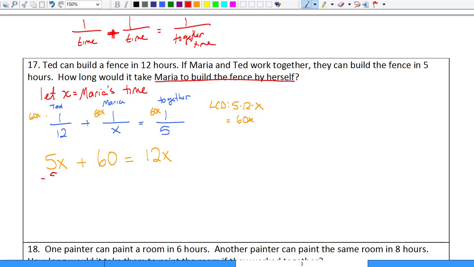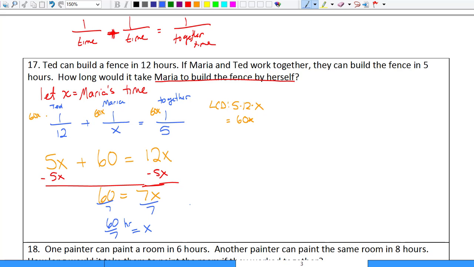Now I can solve by getting all of the x's on one side. So I have 60 equals 12x minus 5x, that's 7x. And then the last thing I can do is divide both sides by 7. And I get x equals 60/7. Now what was x to begin with? Oh, right, x was Maria's time. Good thing I wrote it down, right? So how long is it going to take her? It's going to take her 60/7 hours.